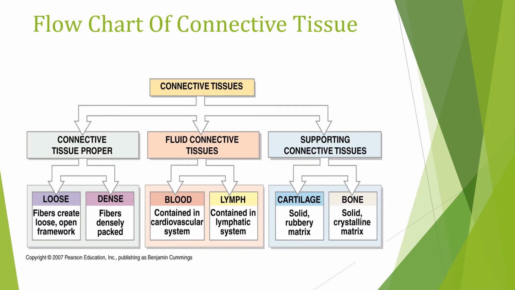Now let us study about the flowchart of the connective tissue. This connective tissue is divided into three basic types, that is the connective tissue proper, fluid connective tissue and the supporting connective tissue, or you can also call it skeletal connective tissue. Connective tissue proper is of loose and dense type. Fluid connective tissue consists of blood and lymph, and the skeletal connective tissue consists of cartilage and bones.